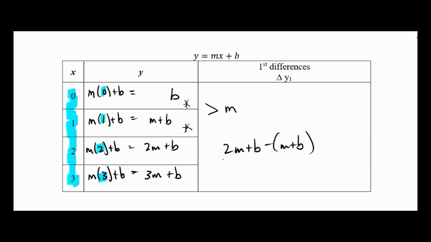In brackets. So 2m minus m is m, and b minus b is gone. So what am I left with? And I'm sure many of you have already moved ahead and you know what's happening here. That's m, that's m, that's m. They're all the same. Therefore, this is linear. Well, we already knew it was linear, right?